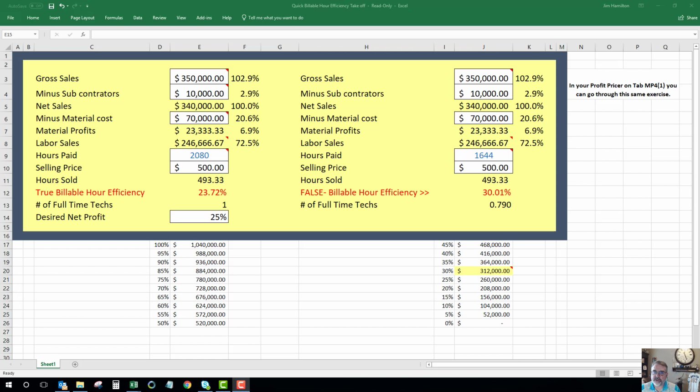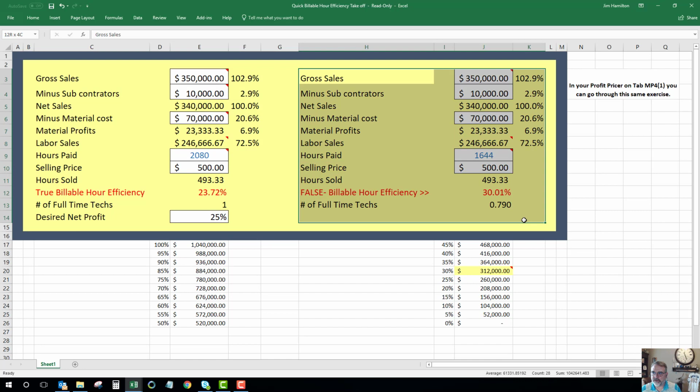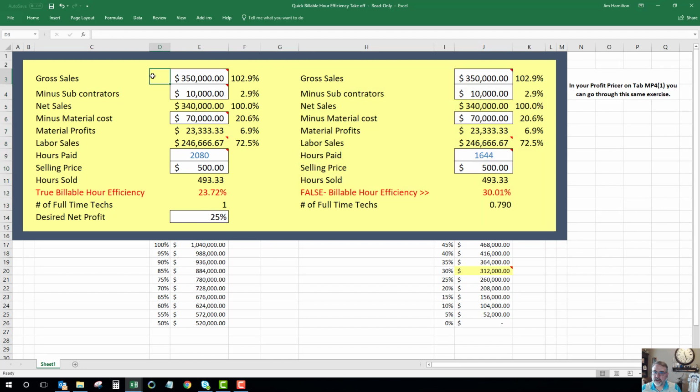I want to make sure that everybody's on the same page here. So I'm going to give a little tutorial on billable hour efficiency. I've created two graphs, two scenarios here, one with a true billable hour efficiency and one with a false billable hour efficiency. And it all starts with, what is your gross sales?